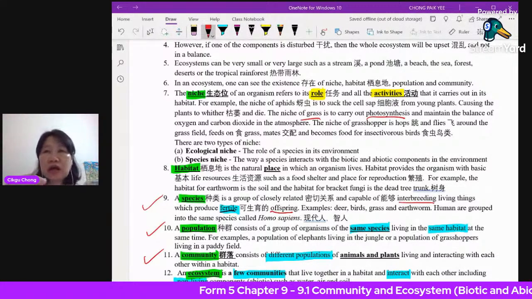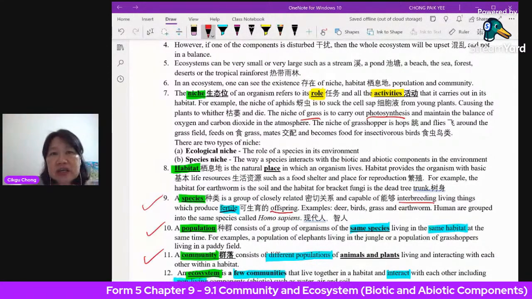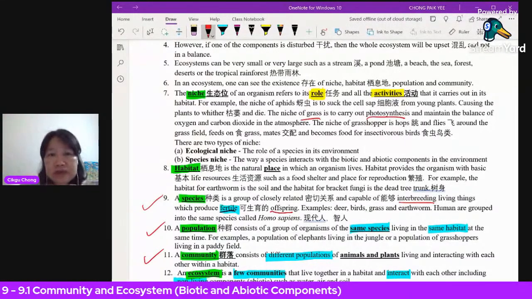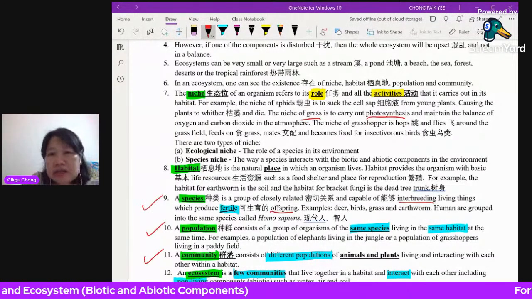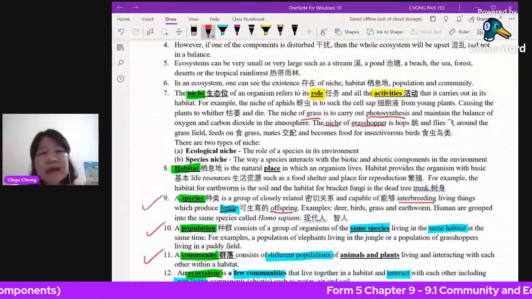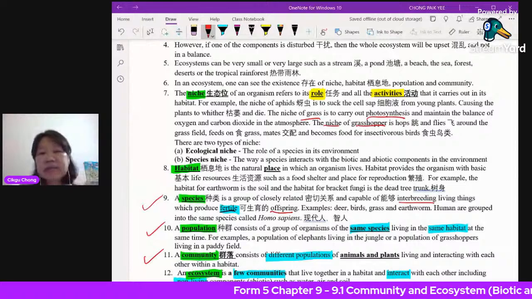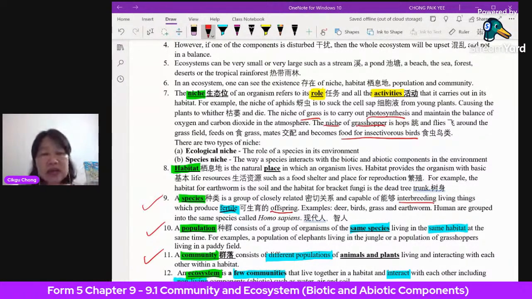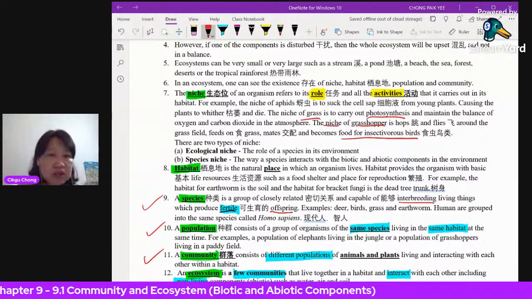They also convert carbon dioxide into oxygen. They give oxygen to the environment. And then the niche of grasshopper, what do they do? They hop, they fly, they feed on the grass, and then become food for the insectivorous birds that eat insects. Okay, so there are two types of niche.